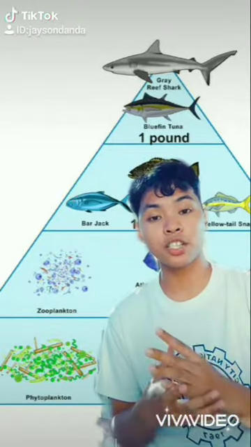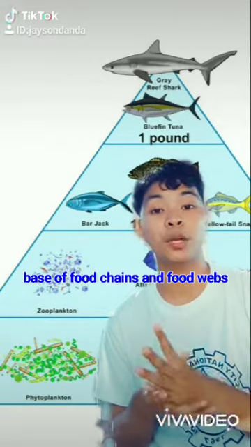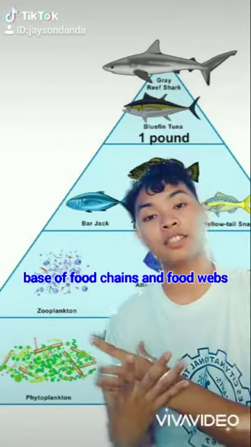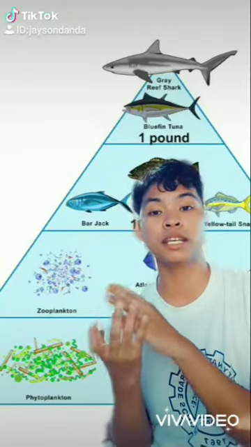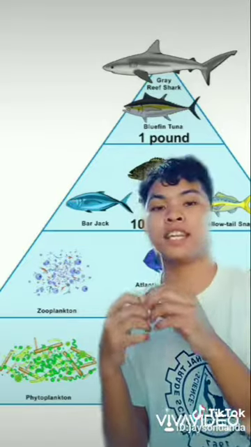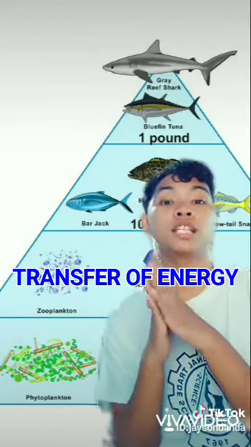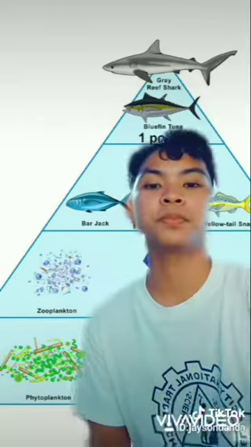Since planktons are primary producers, they are the starting point of any food chains and food webs in the ocean. So phytoplanktons along with algae are consumed by krill and zooplanktons, and then zooplanktons and krills are consumed by smaller fishes, and then smaller fishes are consumed by big fishes, and the cycle of transfer of energy continues.